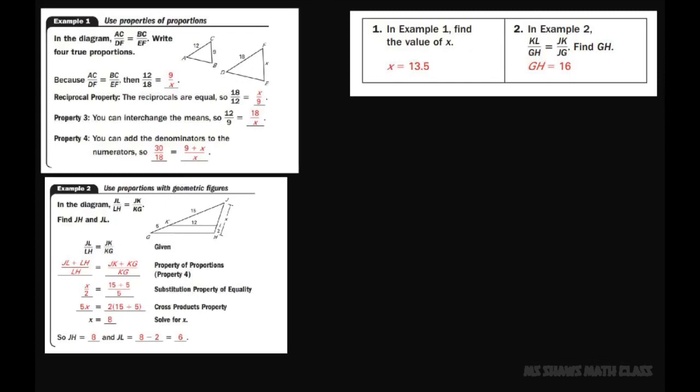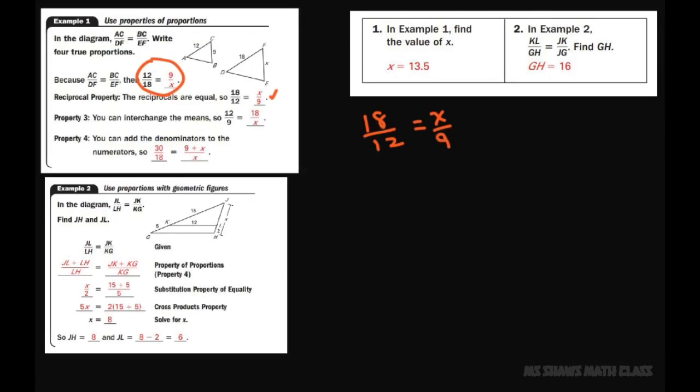So we have these diagrams. AC is to DF as BC is to EF. So they wrote that out, and they used the reciprocal property by cross multiplying. So the reciprocal property is just flipping this. So they wrote 18 to 12 is X to 9.